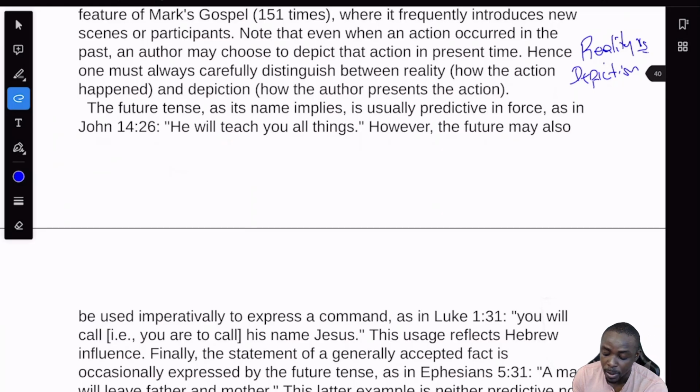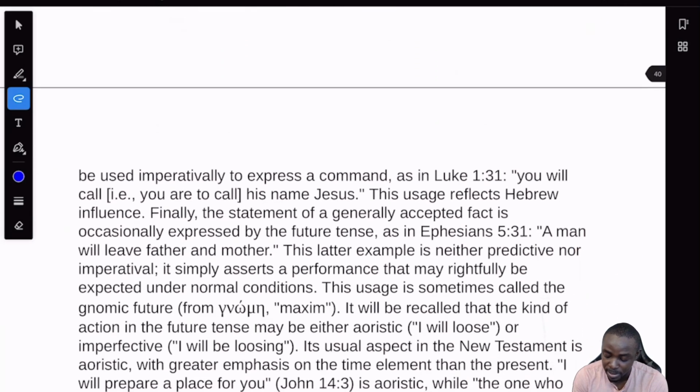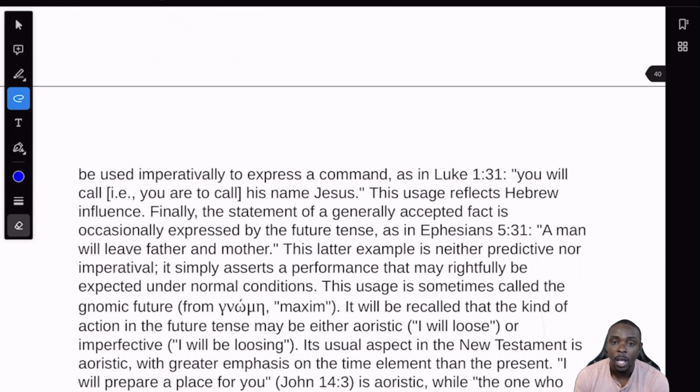The future tense, as its name implies, is usually predictive in force, as in John 14:26, "He will teach you all things." The Holy Spirit will teach you all things. However, the future may also be used imperatively to express a command, as in Luke 1:31, "You will call," that is, you are to call his name Jesus, right? Even though the baby is not born yet, the baby is going to be born, but the future tense there gives you a strong imperative sense, right? Imperative sense.